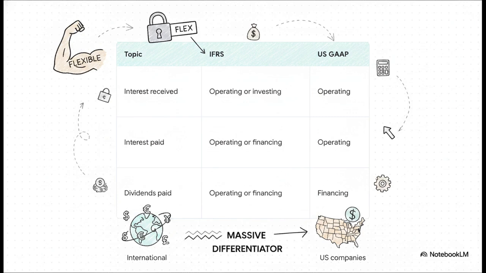But under international IFRS rules, there is massive flexibility. A company can choose to classify interest paid as an operating activity or a financing activity. They can classify dividends received as operating or investing. This flexibility is a huge differentiator when you're trying to compare global competitors.